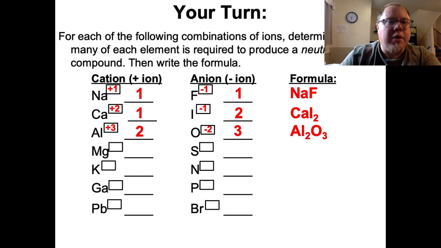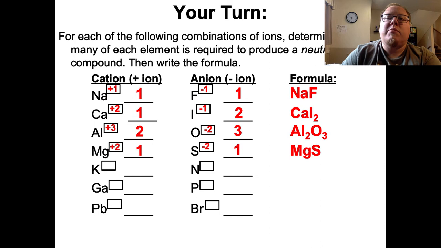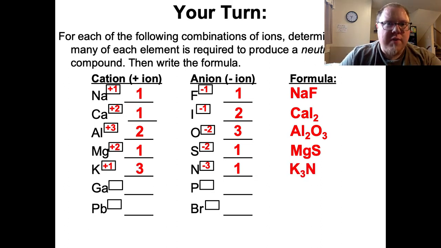That was a tricky one, all right? Magnesium, typically +2, sulfur, -2, okay? So these are the same. So this would be a 1-to-1 ratio. So the formula would be MgS. Potassium, K, is typically a +1, and nitrogen is typically a -3. So this would be a 3-to-1 ratio, giving you K3N.